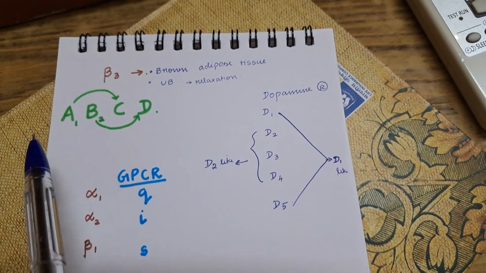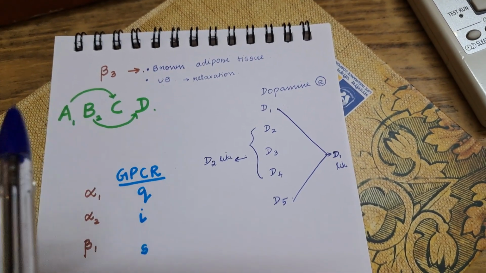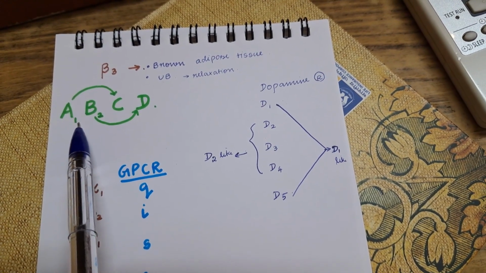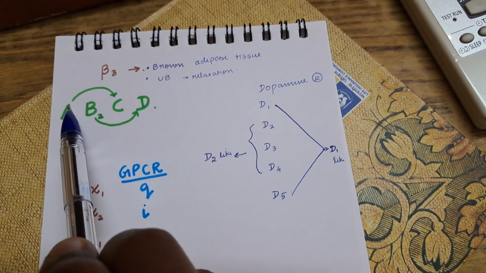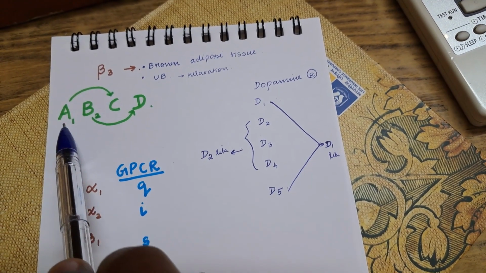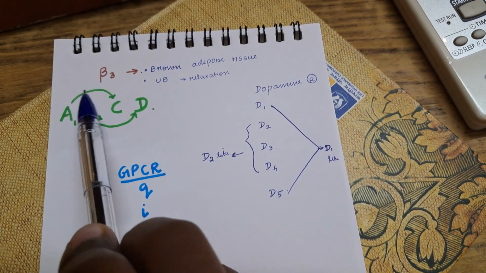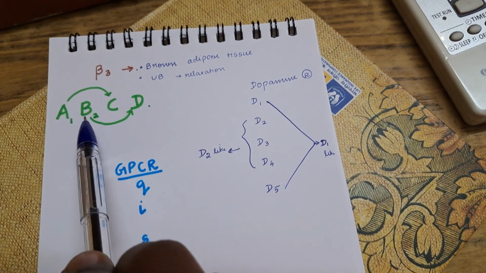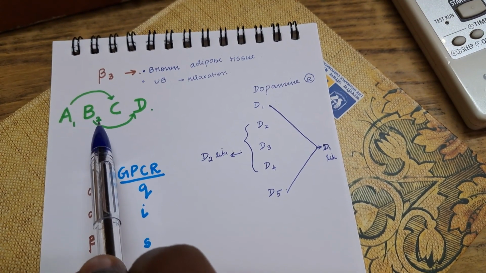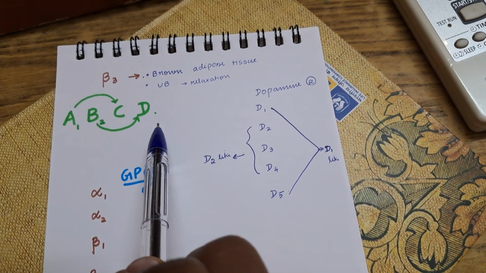We do have another mnemonic, A, B, C, D. So for A, we write 1, and B is 2. So A, that is alpha 1 receptors, causes vasoconstriction. Beta 2 receptors cause vasodilation.